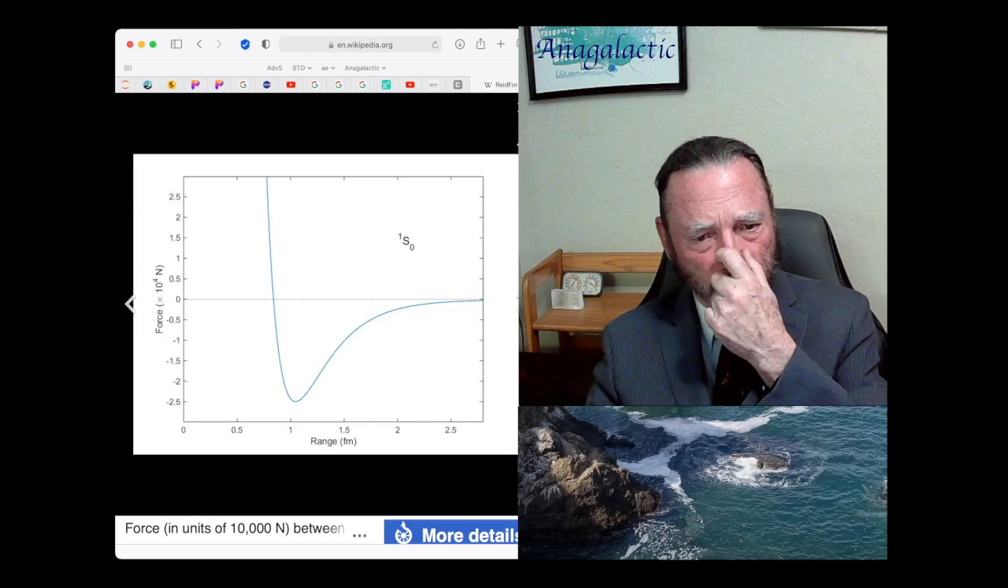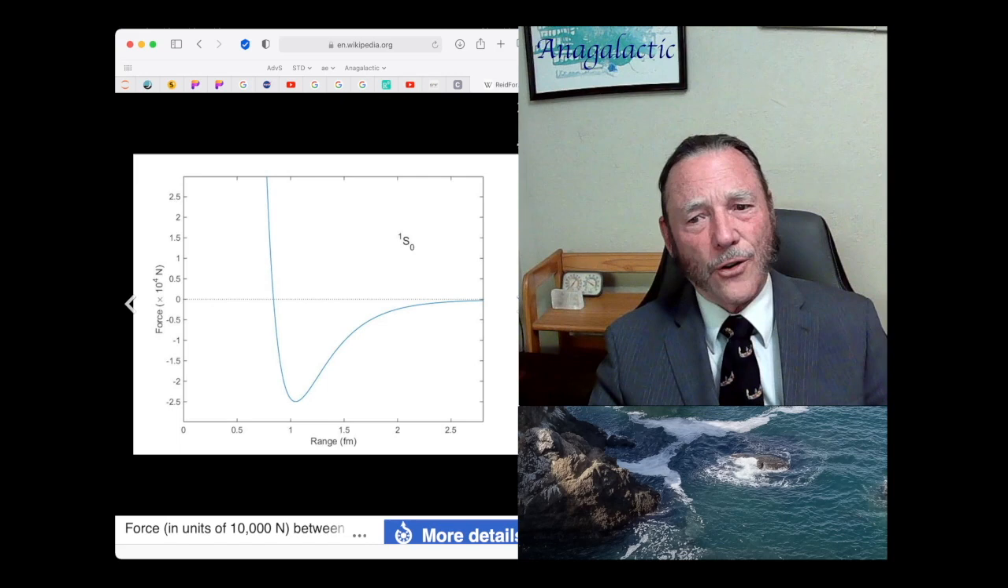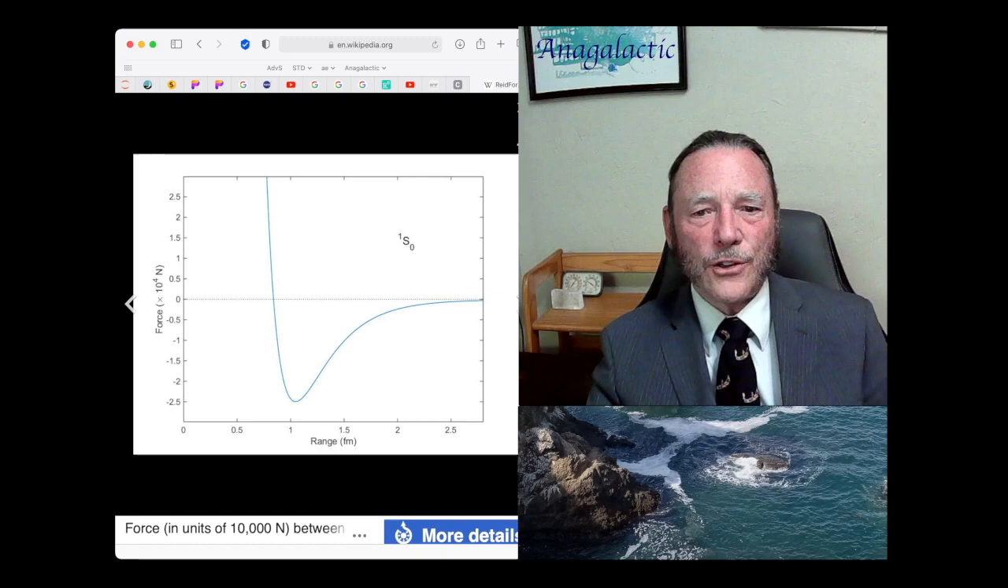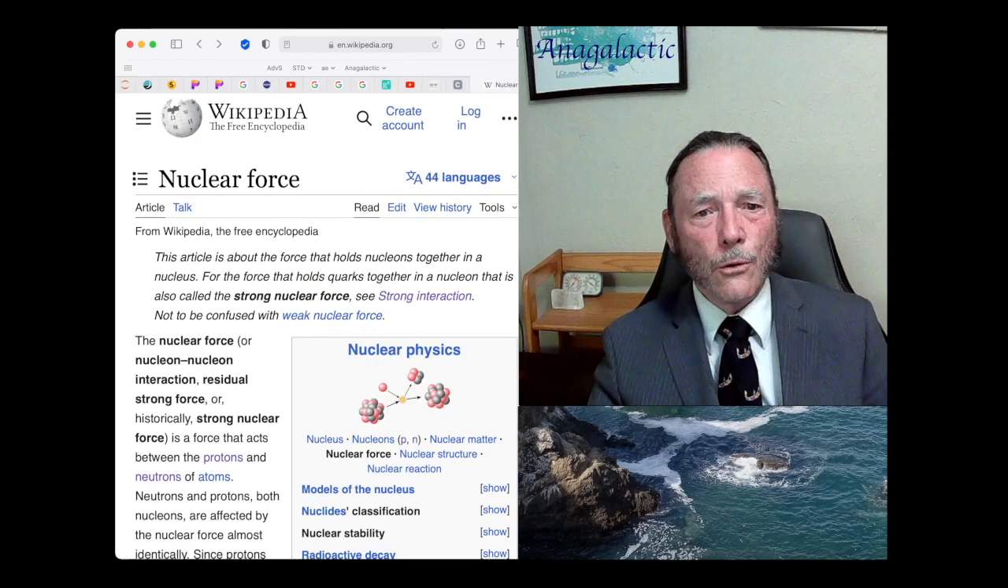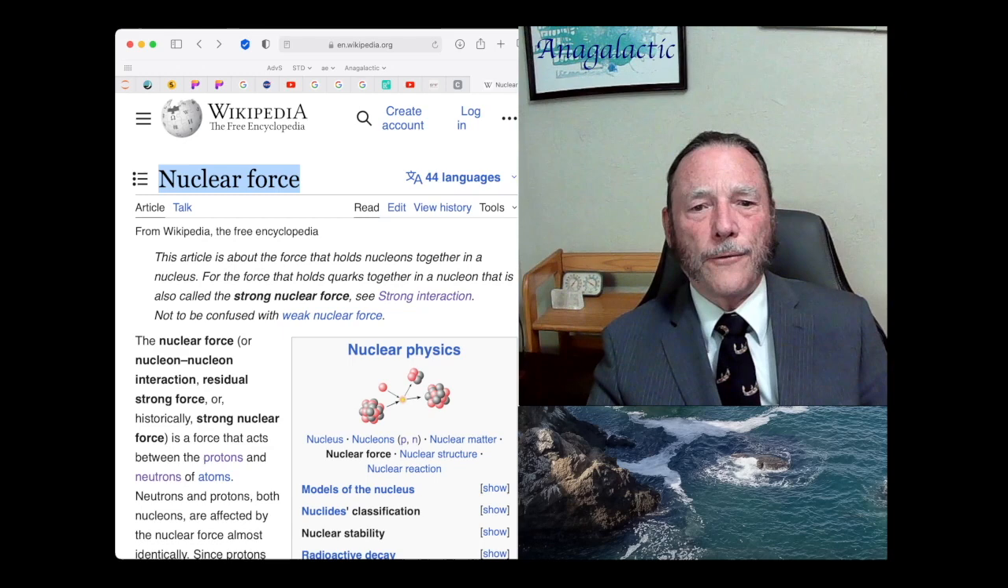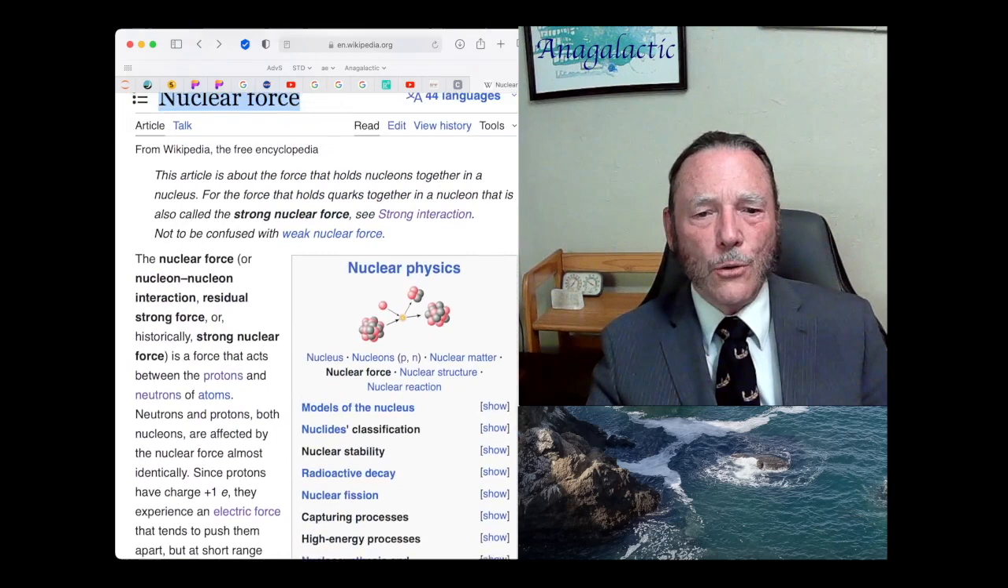This is not Roger's curve, because he did not draw this. A computer drew this for Wikipedia. And let me show you the name of this article. You probably saw it, but let's make sure. Nuclear force in Wikipedia, the free encyclopedia. Nuclear force, which is what? The nucleon-nucleon interaction. That means protons.